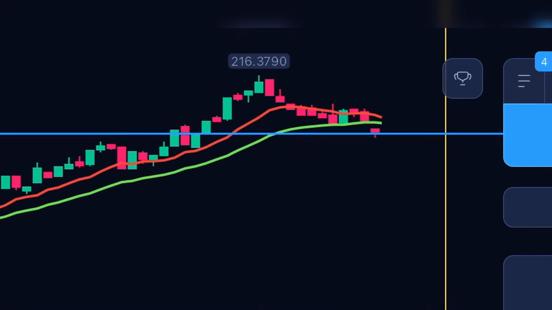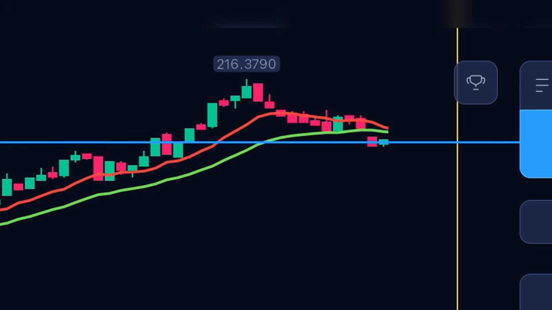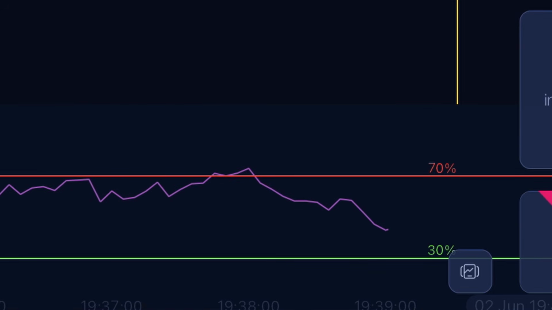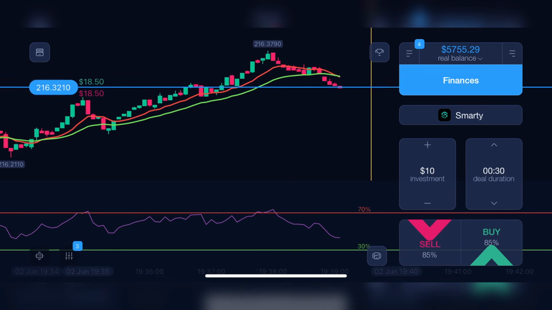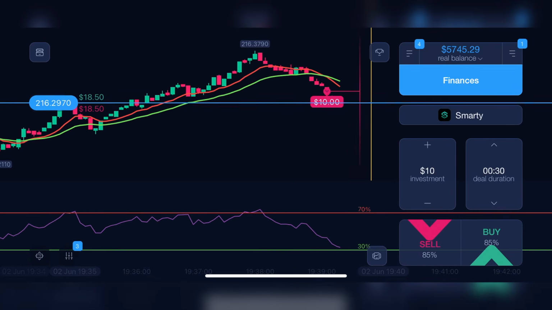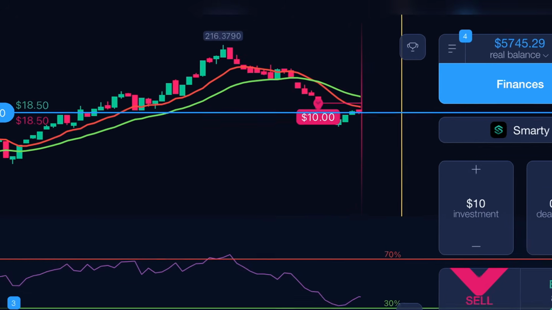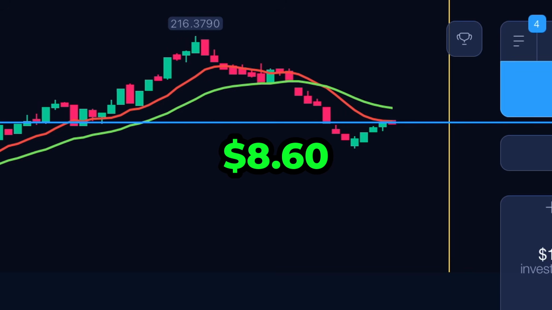Here we can see that after a long uptrend, the market has switched to a downtrend. We can see both indicators point towards a sell trade. So, I will place a $10 sell trade right here. We won that trade and got back $8.6 as profit.